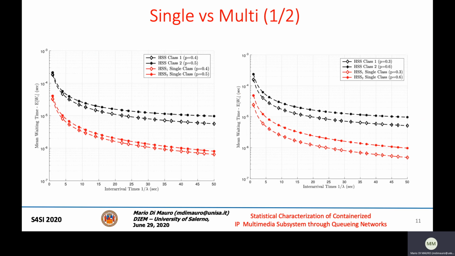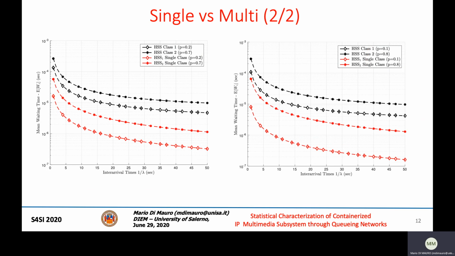So in this analysis, we compare such two scenarios through the mean time spent in queue by IMS requests as the interarrival times grow. Red curves refer to the single class scenario, whereas black curves refer to the multi-class scenario. In order to have a fair comparison, we study the behavior of the mean time spent in queue when the same couples of probability values are assigned to the occurrences of classes 1 and 2. So here we see a couple of probabilities equal to 0.4 and 0.5 for class 1 and 2 in the two scenarios. Here in the rightmost part, we see another couple of values, 0.3 and 0.6. Again, in the leftmost part we can see another couple, 0.2 and 0.7, and finally 0.1 and 0.8.